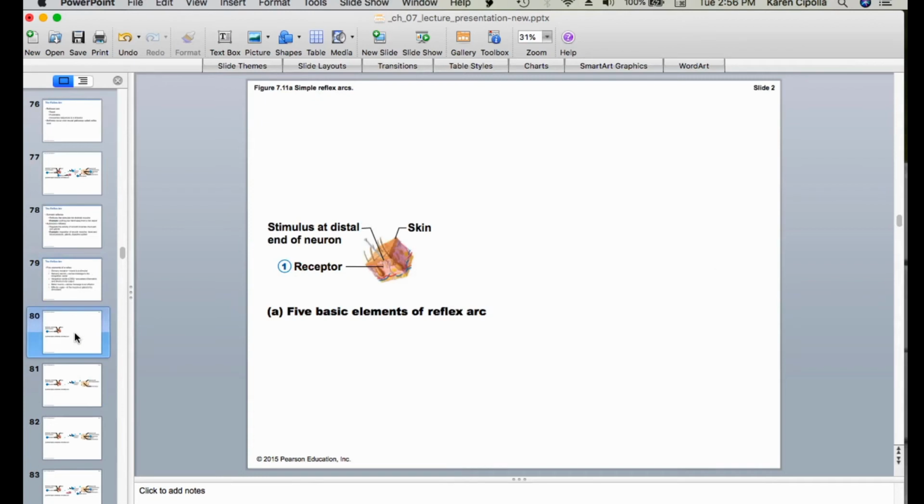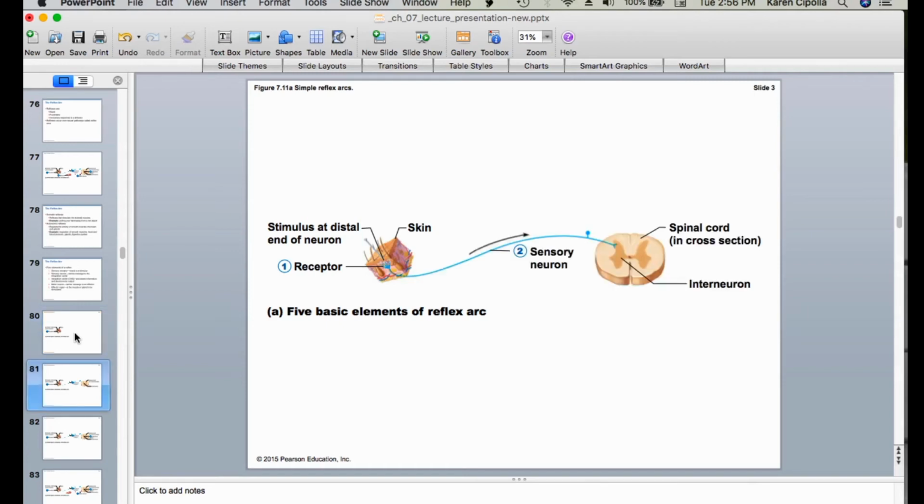You have got your stimulus. It's the stimulus that initiates the whole response. So that would be putting your hand on that hot burner. It would be seeing that big monster, whatever that stimulus is. That is the first element of the reflex arc. The second is the receptors sensing it and sending that information into the central nervous system.